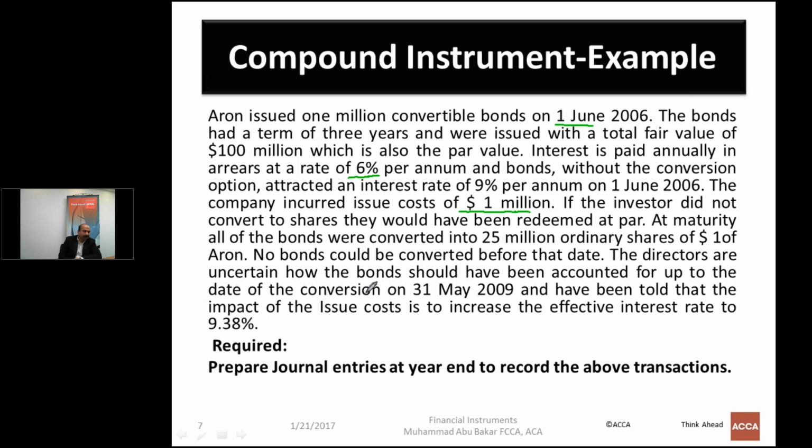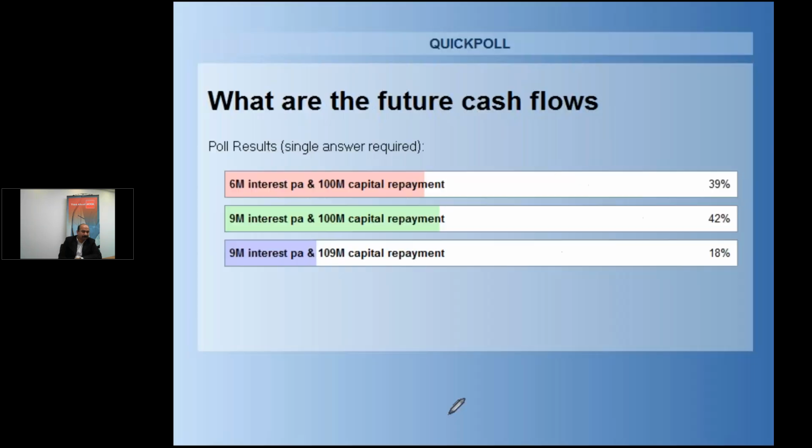35% people responded. The answer I'm going to share on your screens. 39% people thought this was 6 million and 100 million capital repayment. 42% thought it was 9 million and 100 million capital repayment. 18% thought it was 9 million and 109 million capital repayment. 39% are correct. See, very simple. What are the cash flows attached with this instrument?